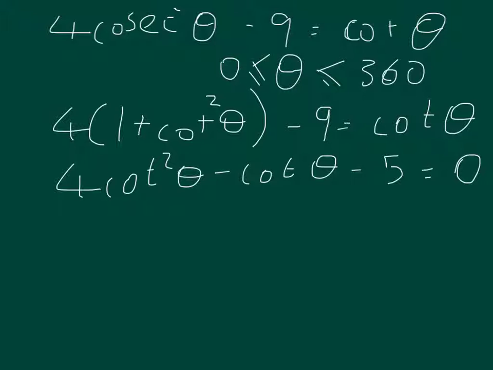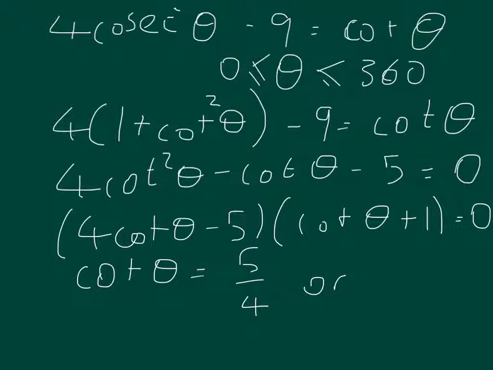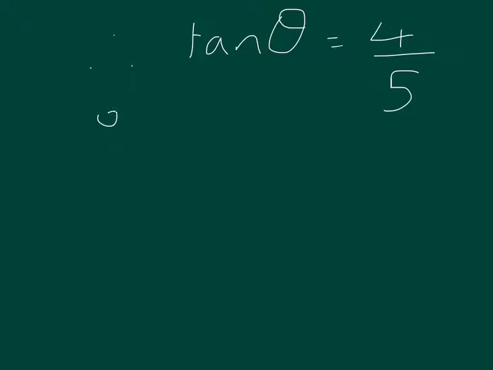Now, if you factorize this equation, you get bracket 4 cot theta minus 5, close bracket, cot theta plus 1 in another bracket, equals 0. So that means cot theta equals 5 over 4 or minus 1. Therefore, tan theta equals 4 over 5 or minus 1.